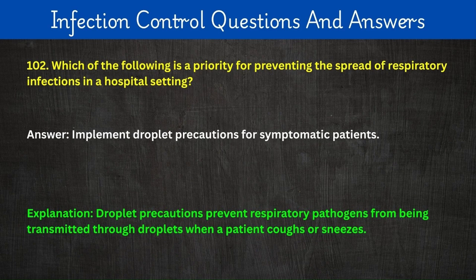102. Which of the following is a priority for preventing the spread of respiratory infections in a hospital setting? Answer: implement droplet precautions for symptomatic patients. Explanation: droplet precautions prevent respiratory pathogens from being transmitted through droplets when a patient coughs or sneezes.